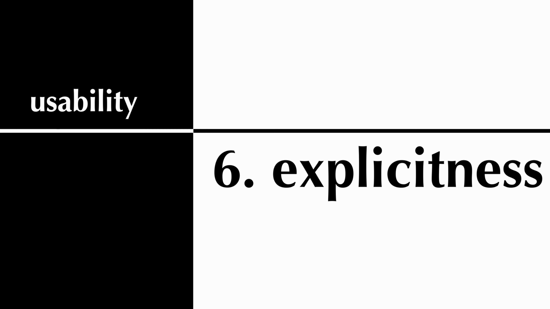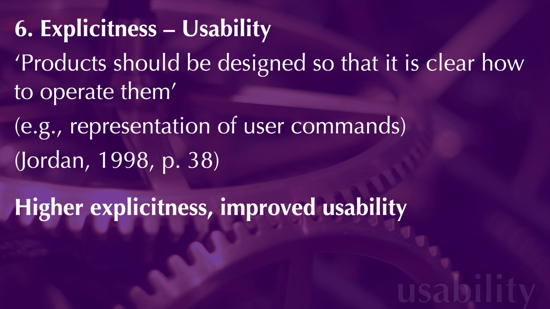Finally, explicitness. Quote, products should be designed so it is clear how to operate them. For example, when you're using a computer, you want the representation of user commands to be explicit so you know what things are. Say, if you're opening up a file, you want to say file open if you want to open a file. So it has to be a very specific representation. As you can imagine, the higher the explicitness, the improved the usability.